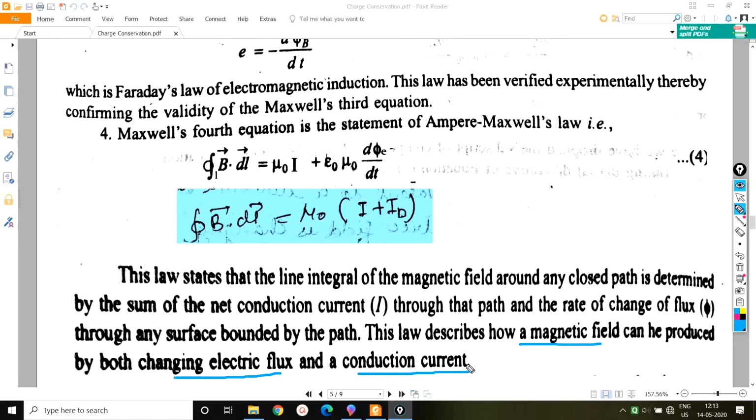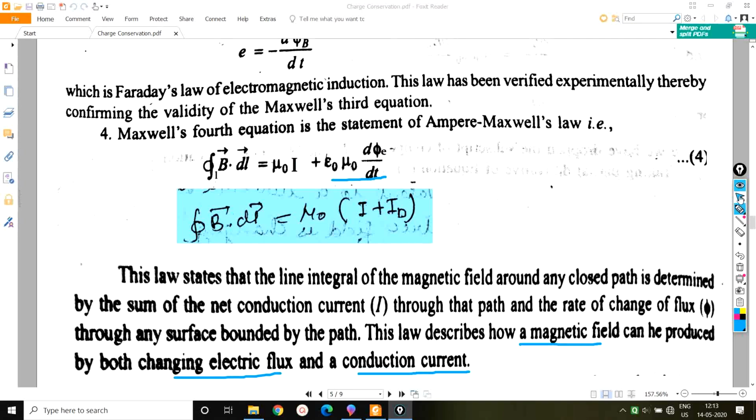Before that modification by Maxwell, it was thought that a magnetic field could only be produced by conduction current, but the presence of this term indicates that a magnetic field can be produced by both changing electric flux and a conduction current. So Maxwell's fourth equation is the statement of Ampere-Maxwell law.